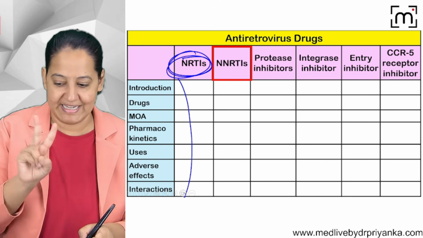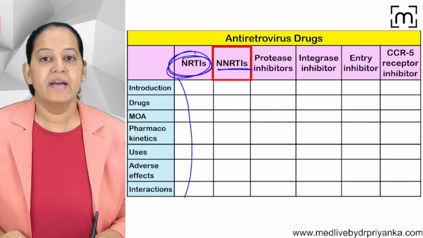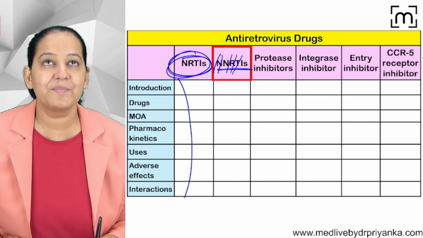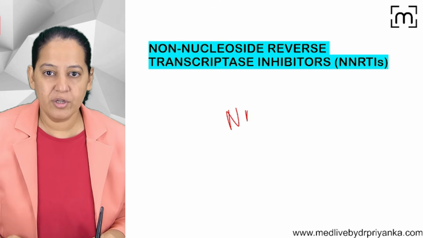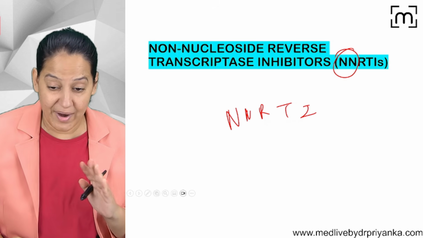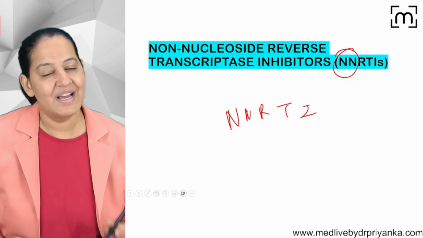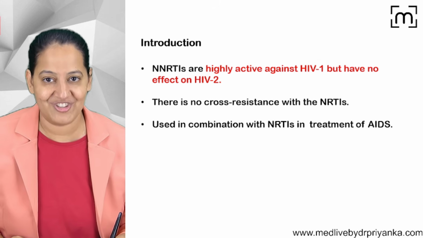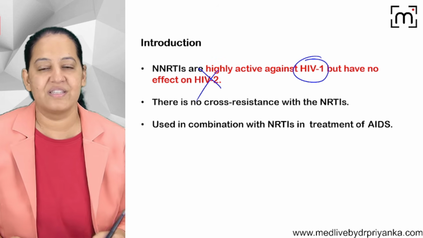Let's move on to the second category quickly. The second category here is NNRTI, non-nucleoside reverse transcriptase inhibitors. What is the difference? They do not require phosphorylation after entering the host cell, the HIV infected cell. They can inhibit the reverse transcriptase enzyme directly without phosphorylation. That is the difference. They are highly effective against HIV-1 but not effective against HIV-2.